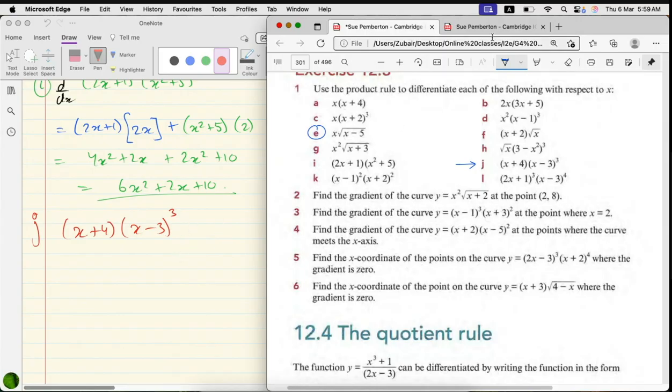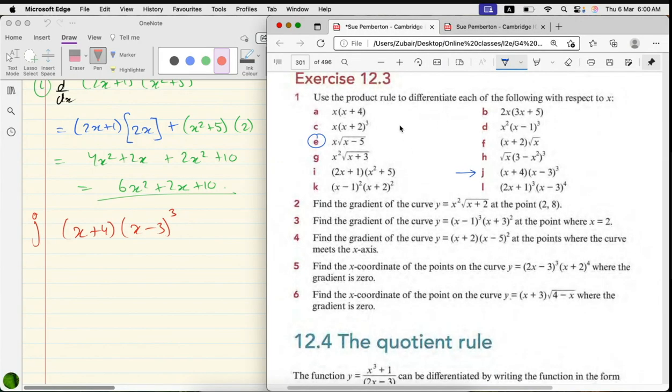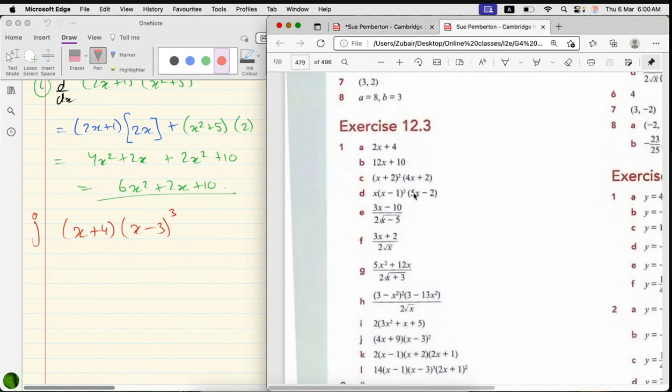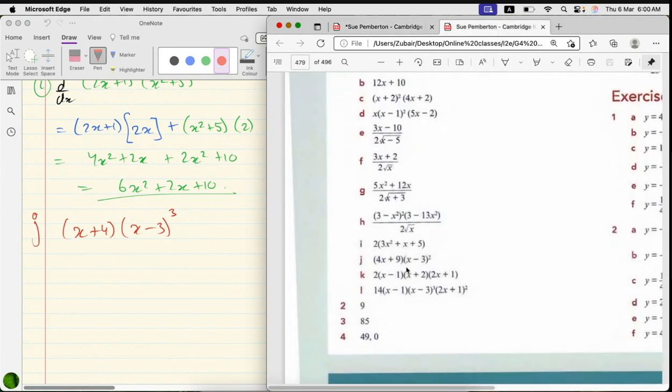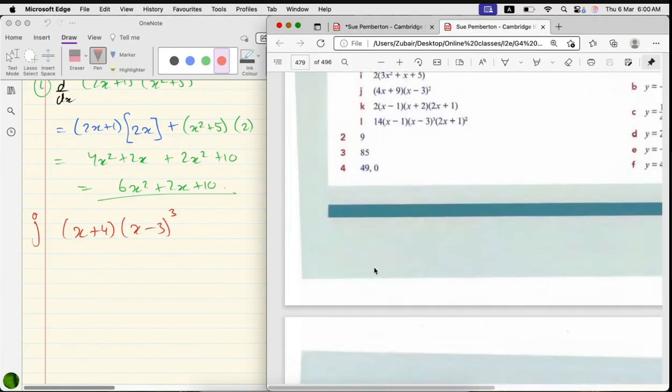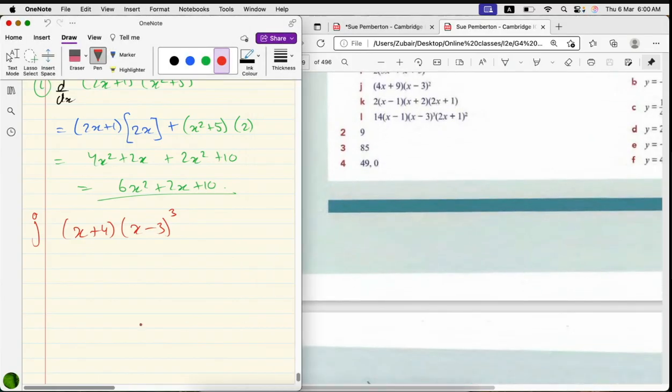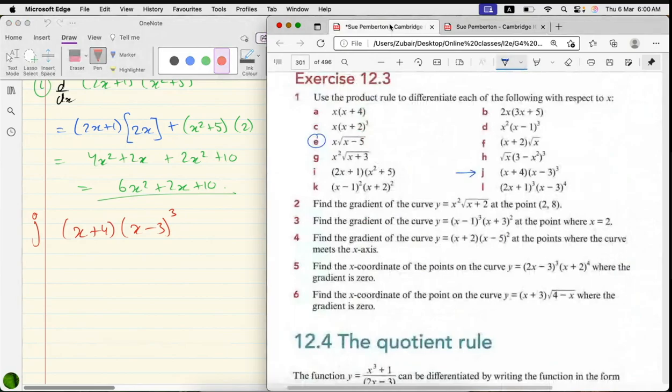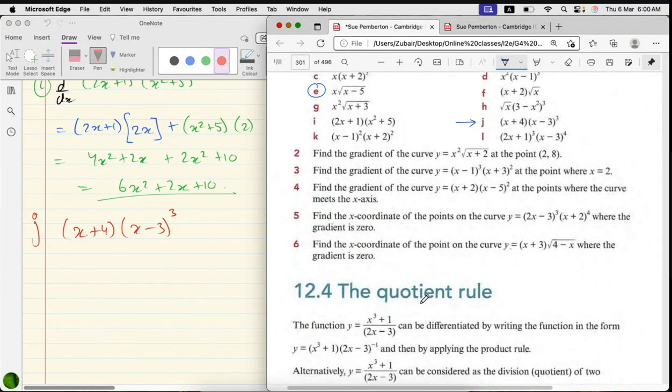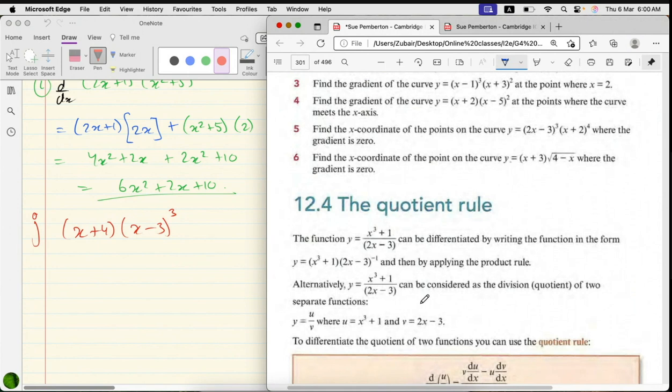Okay, let's check. This is 12.3 1J. These are not that large numbers. I think it's a simplified version of my answer. Maybe. Oh, you expanded x minus 3 whole square. Yeah. Okay, okay. I'm doing number 3, then we'll touch 12.4.